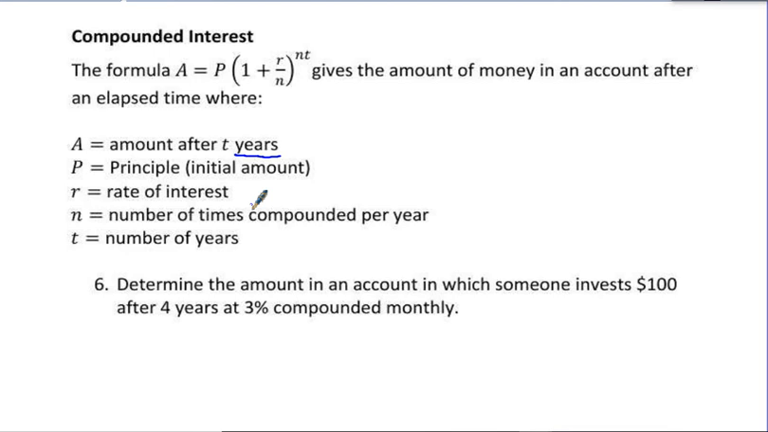P represents the principal, or your initial amount. R is the rate of interest, and we always will write that as a decimal. In these examples, we'll look at that in a little bit more detail. Then N is the number of times that they will compound the interest per year. Again, that will make a little bit more sense in a moment. And again, T is the number of years. Remember, T has to be years. Again, stressing that to you.